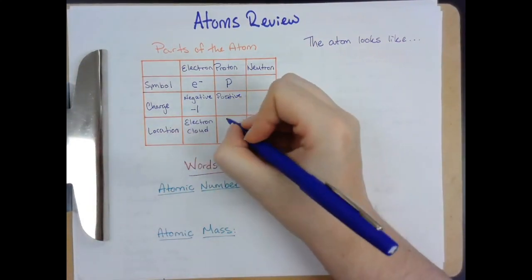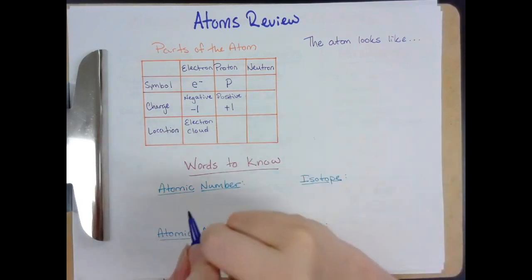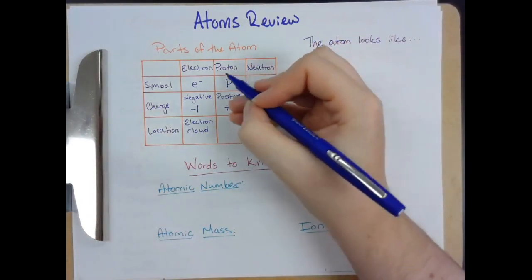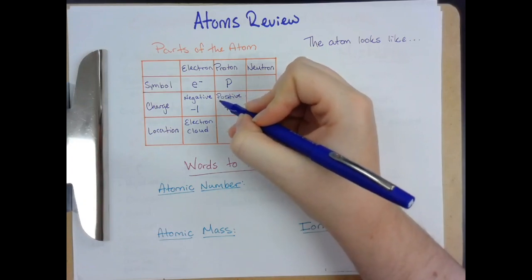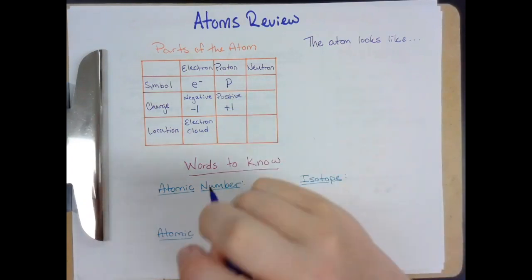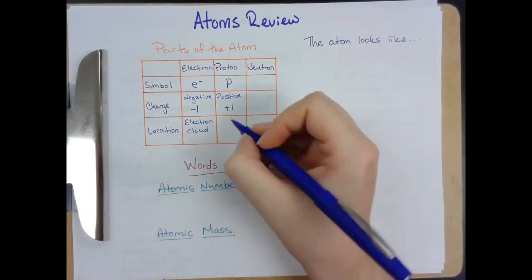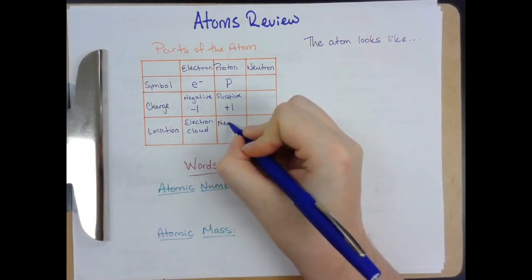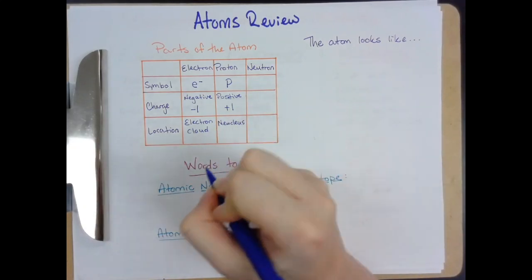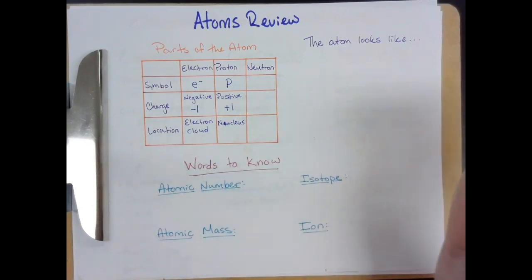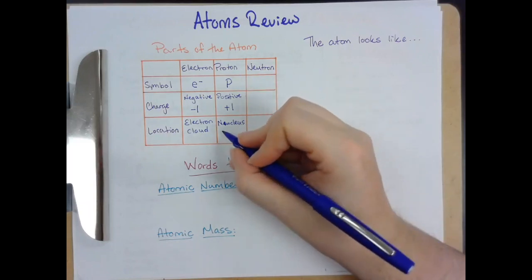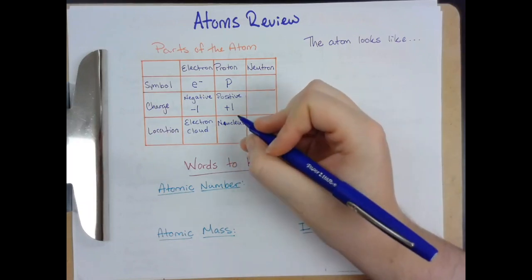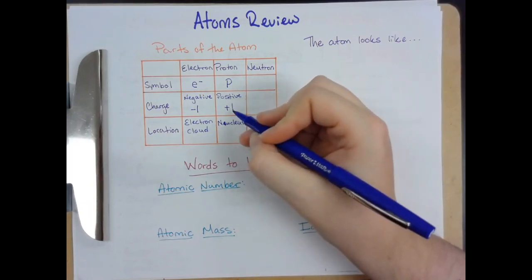And sometimes you'll see me put a +1 charge. It's an easy way to remember that. Proton starts with a P, the symbol is P, positive starts with a P. Protons are positive. Okay? Protons are located inside the nucleus of the atom. Nucleus is spelled without the E. So protons are located inside the nucleus of the atom, and they are positive.